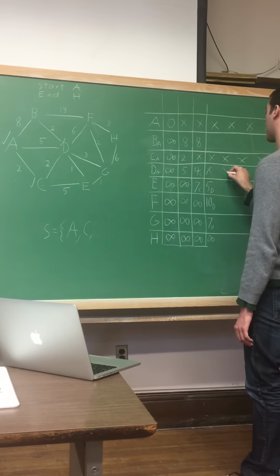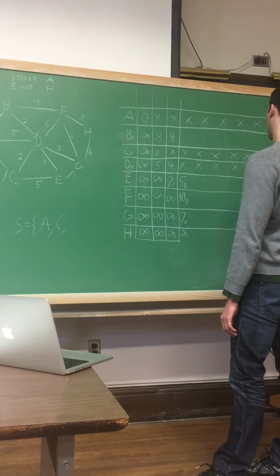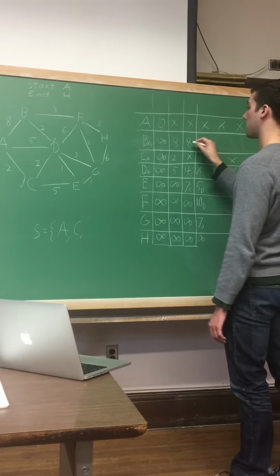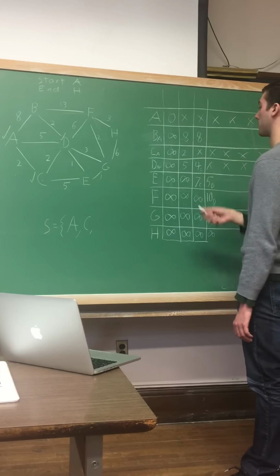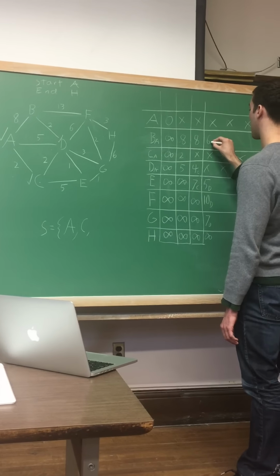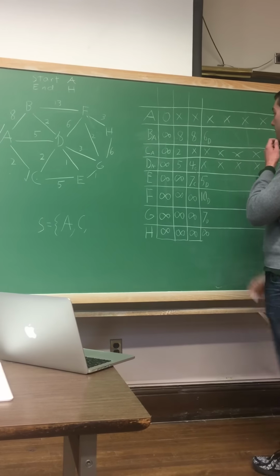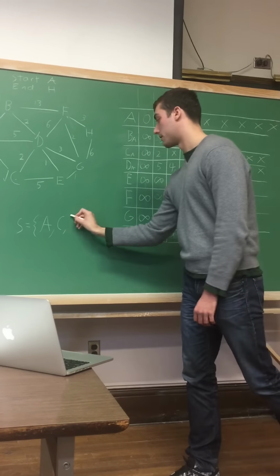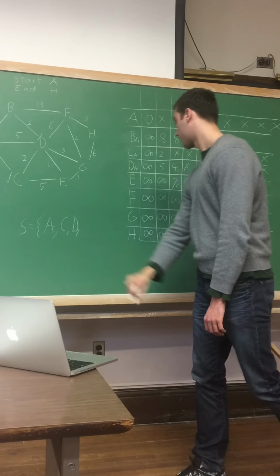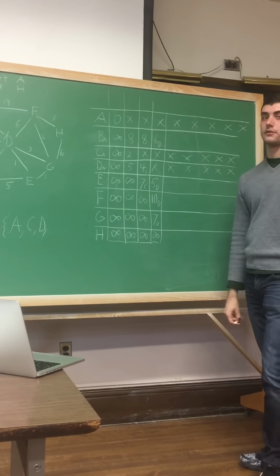And now that we're looking at D, we can just exit it out. Everything. B, we can get to B from the current value of D, which is 4 plus 2, so that's 6. And we got there from D. So now let's add D to the set. Okay, what's the next node to look at?